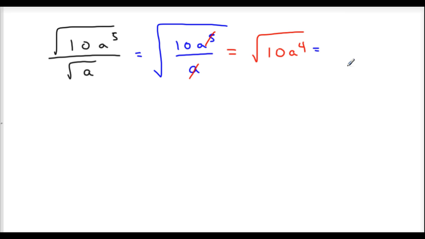Can I simplify this now? Can I simplify the square root of 10? No. Can I simplify the square root of a to the 4th? Yes. So this comes out as a squared radical 10.